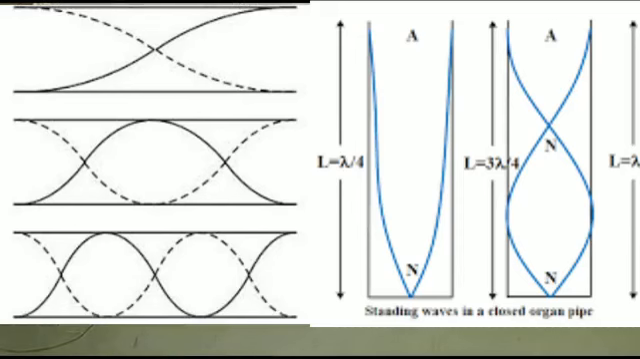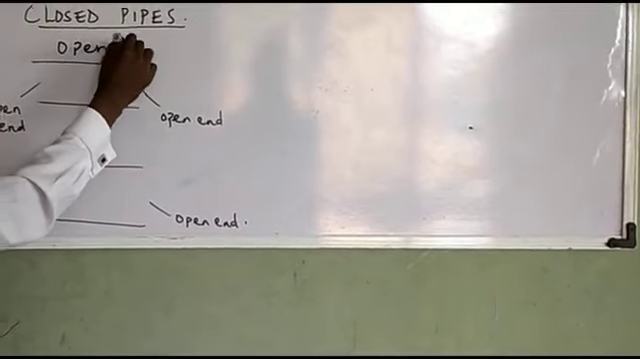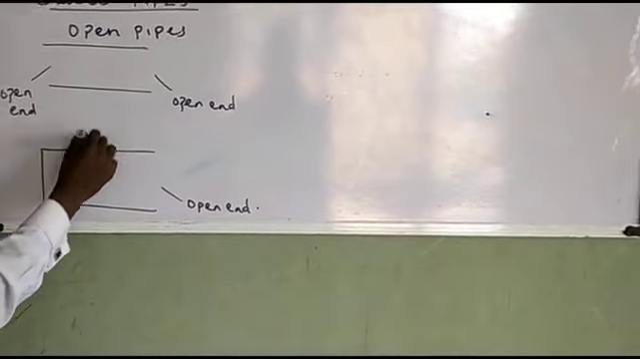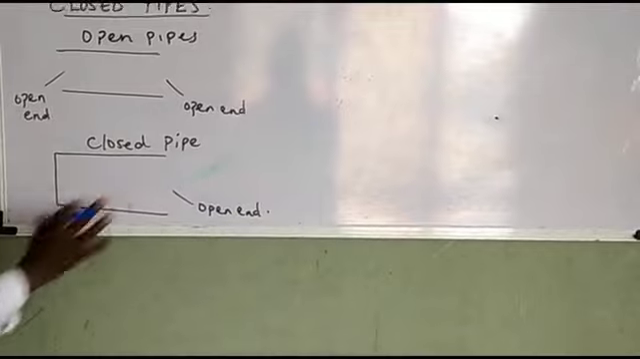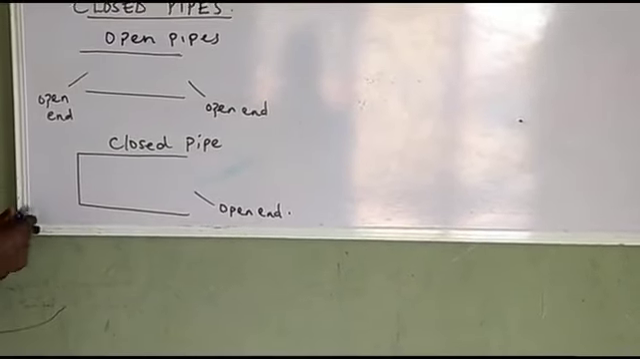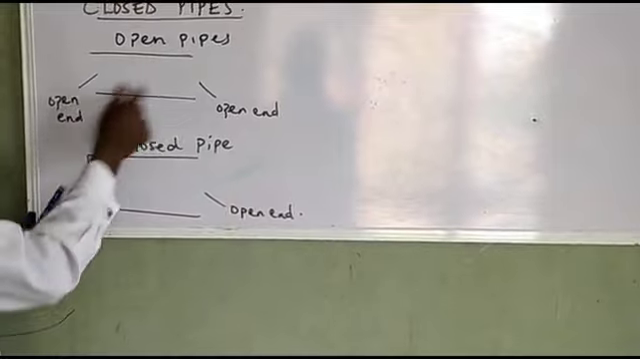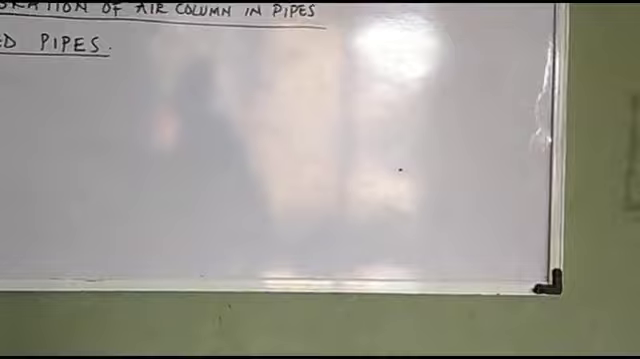So we have two types of pipes in physics. We have an open pipe and a closed pipe. An open pipe is open at both ends, open pipes. Then a closed pipe is open at one end and closed at the other end. The total length of an open pipe is the length of the air column. In this class, we'll be looking at closed pipe.